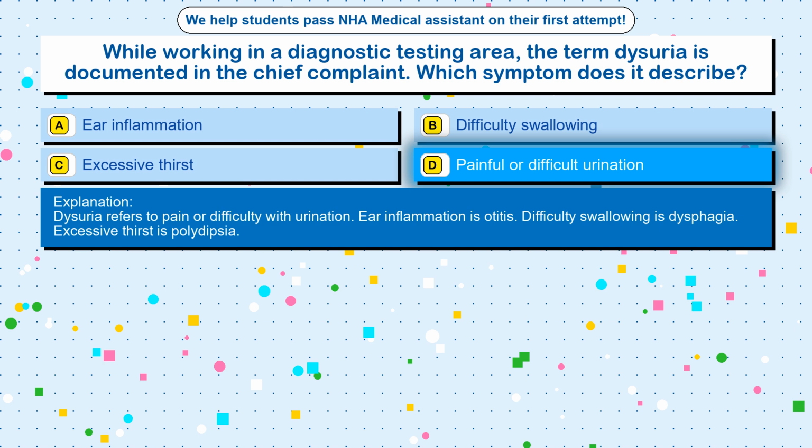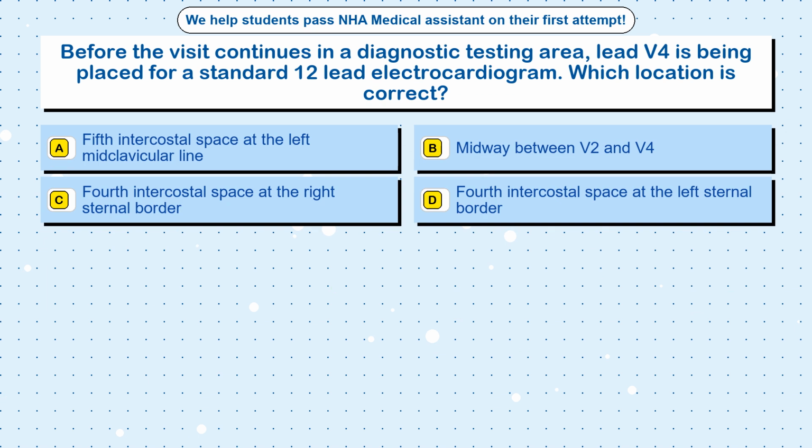Dysuria refers to pain or difficulty with urination. Ear inflammation is otitis. Difficulty swallowing is dysphagia. Excessive thirst is polydipsia.